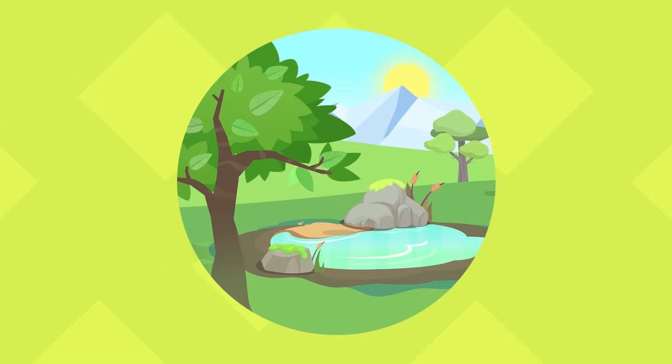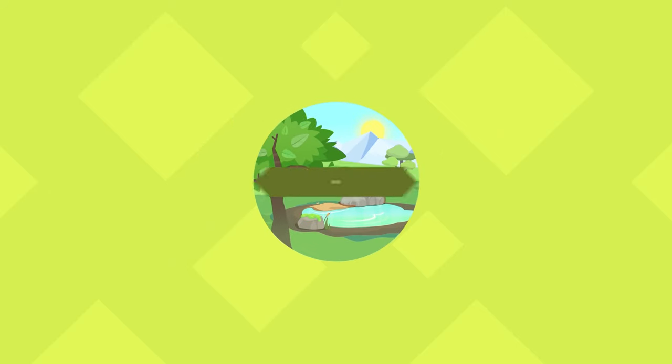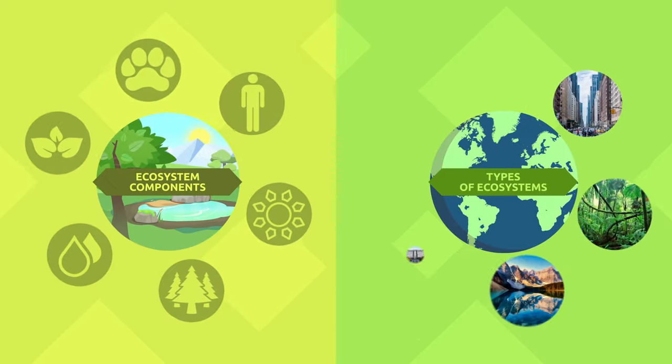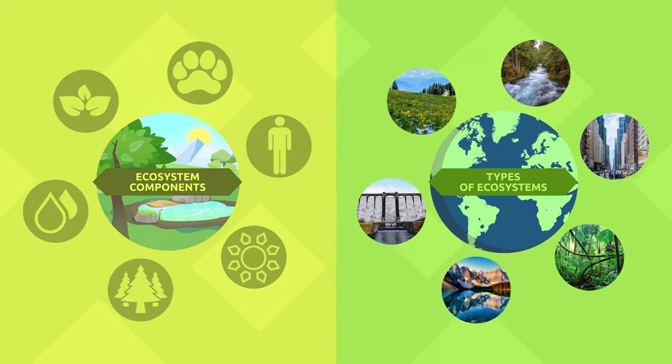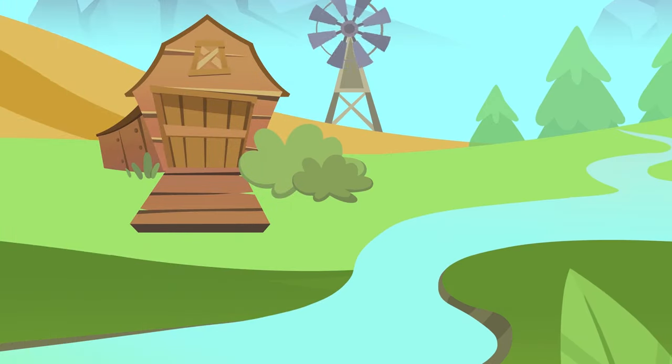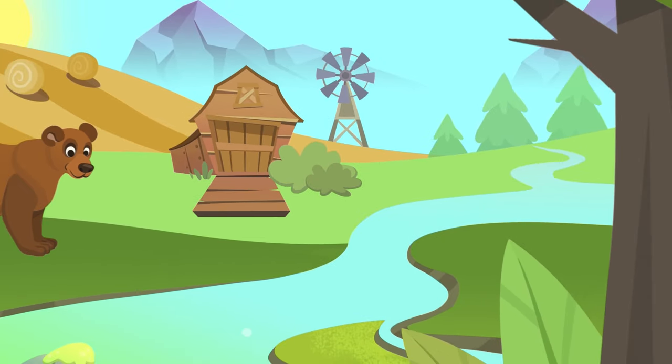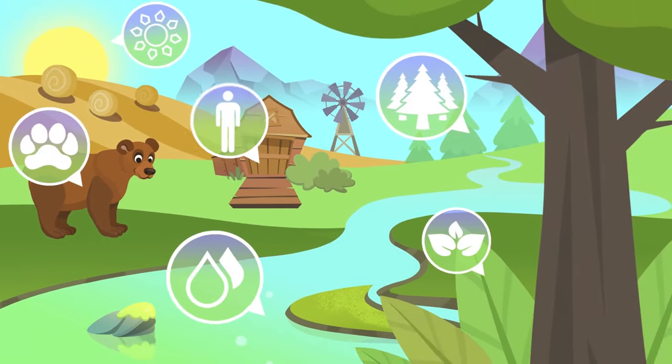Today we're going to learn what an ecosystem is, its components, and the different types of ecosystems found on Earth. Ready to learn about them? An ecosystem is the community of the living organisms and the natural resources of the environment in which they live.